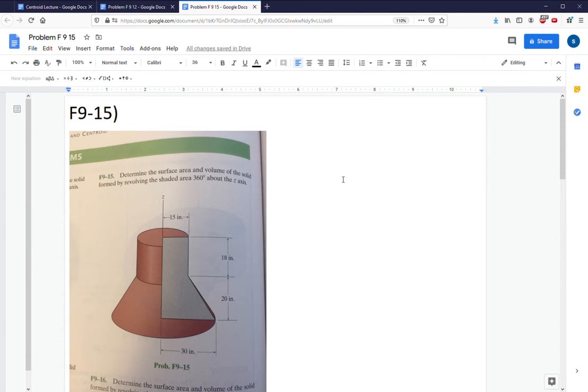Problem F915. Determine the surface area and the volume of the solid formed by revolving the shaded area 360 degrees about the z-axis. For this, we are going to use the theorems of Pappus and Guldinus in chapter 9, or section 9.3 of your textbook.